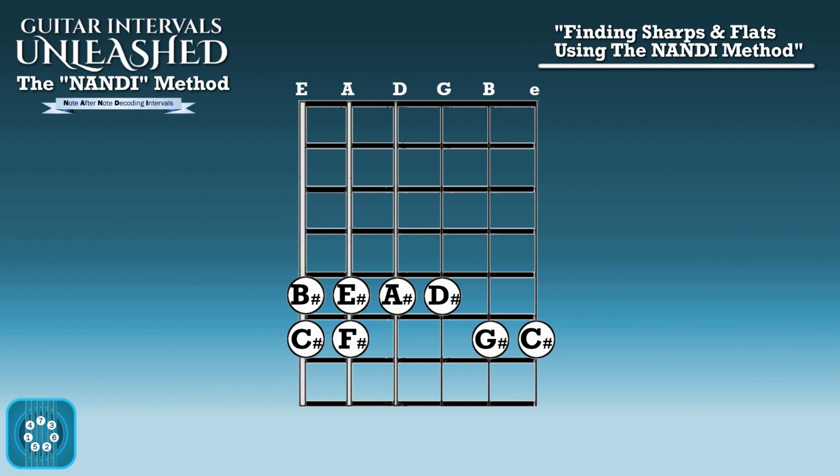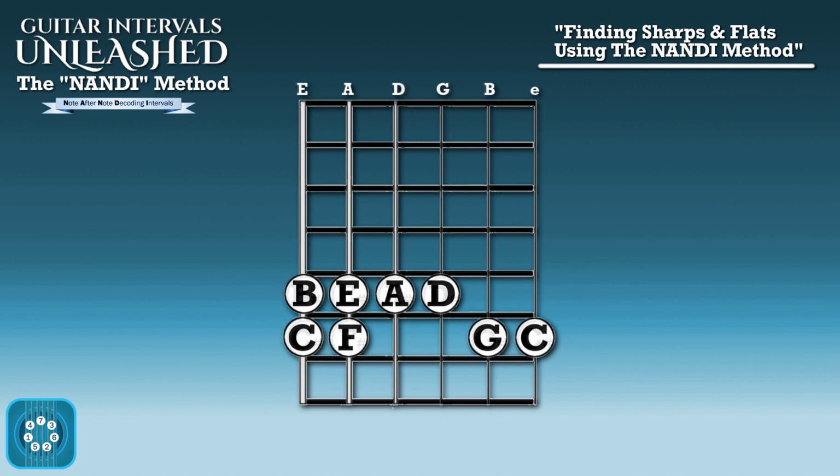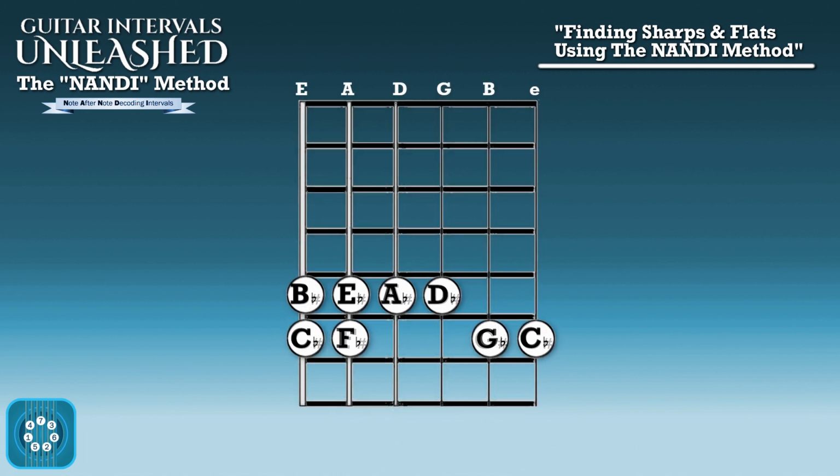You can do the same thing in the opposite direction. If you were to flat every natural note, you'll get B flat, E flat, A flat, D flat, G flat, C flat, F flat. Now, you may be aware that there's only 12 notes in an octave, but considering the natural notes, all the sharp notes, and all the flat notes we've just named, that gives us 21 notes.